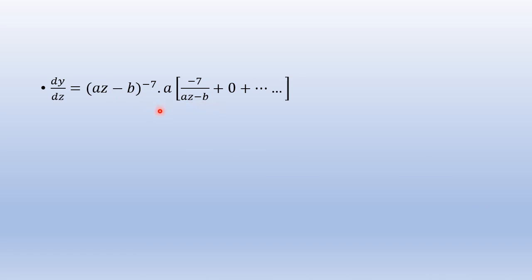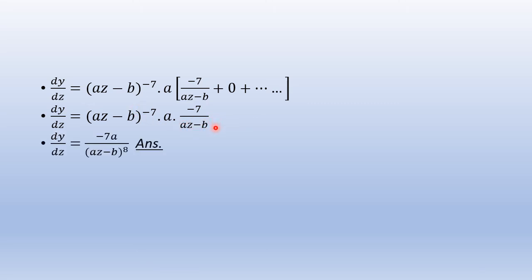And now simplify it. What you will see is minus 7a, and I will bring this over here, with power 1 here and plus 7 power. So I get this result, and that completes the solution.